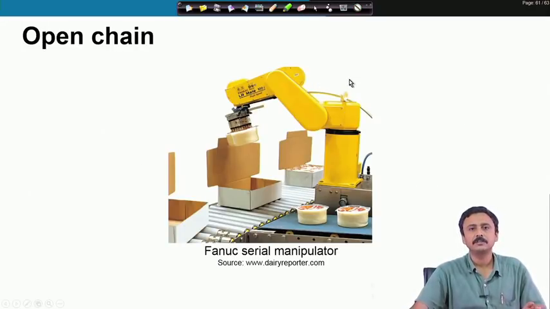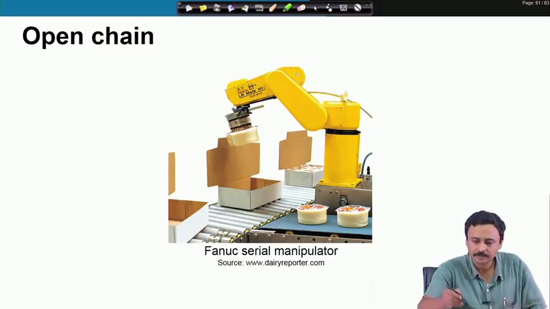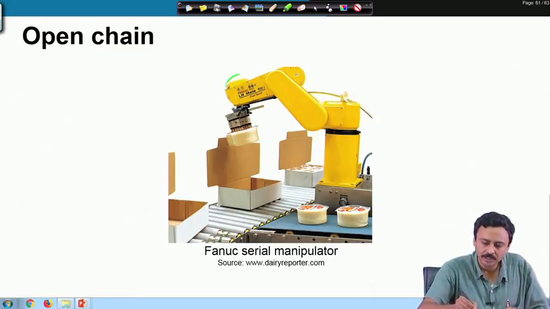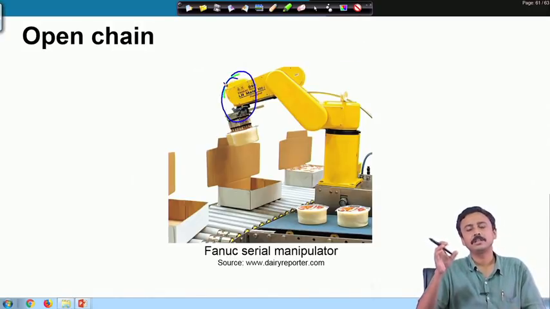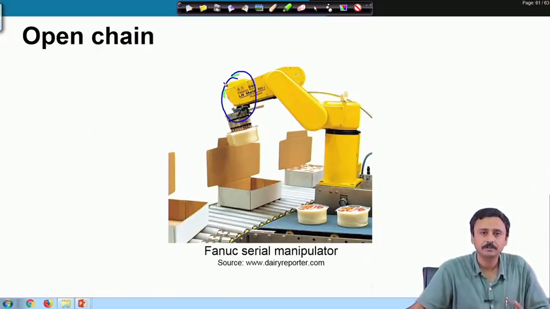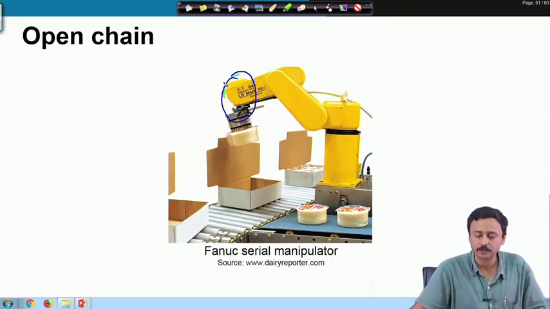This is an open chain. A serial manipulator is an open chain. You can see a singular link here, a link that has only one connection, and of course, ground is also a singular link.